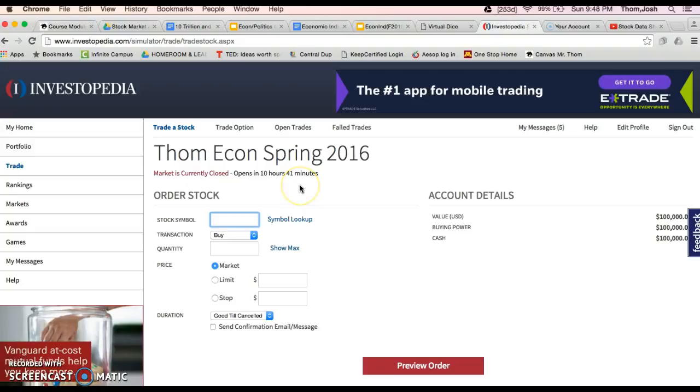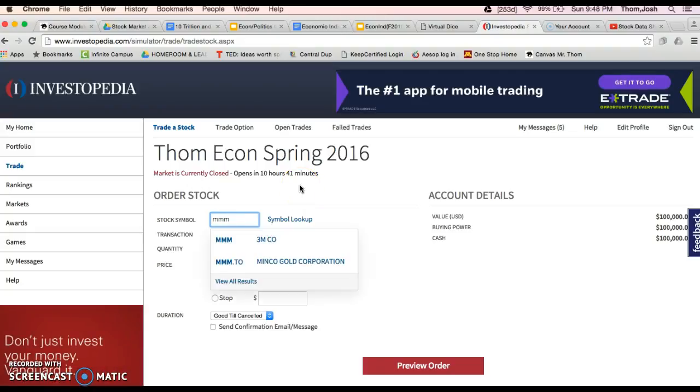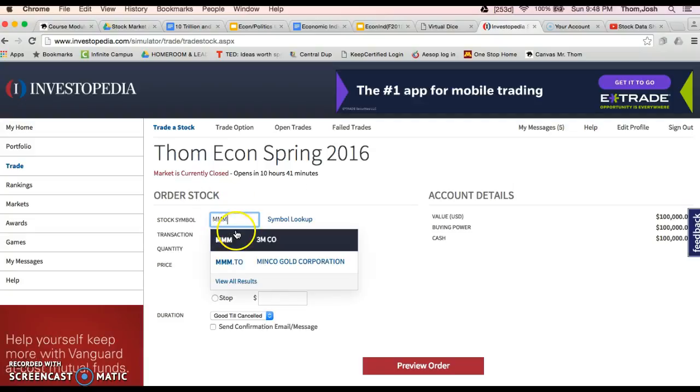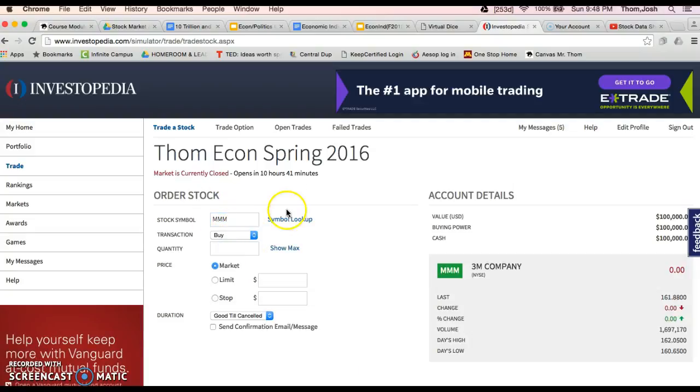Again, it's pretty simple. We'll make it as simple as possible. You want to go ahead and put your company's stock symbol in this first box and find your company that way. Here it is, 3M. They closed for the day at $161.88 per share.